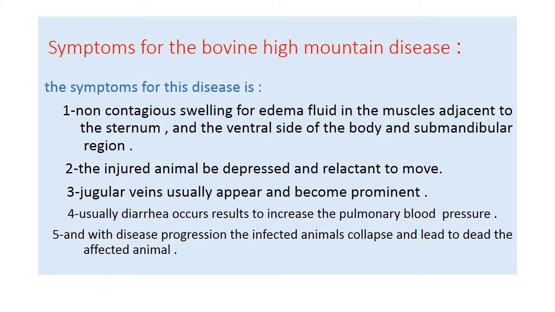Number 3. Jugular veins usually appear and become prominent. Number 4. Usually diarrhea occurs as a result of the increased pulmonary blood pressure. Number 5. With disease progression, the infected animal collapses, which leads to death.